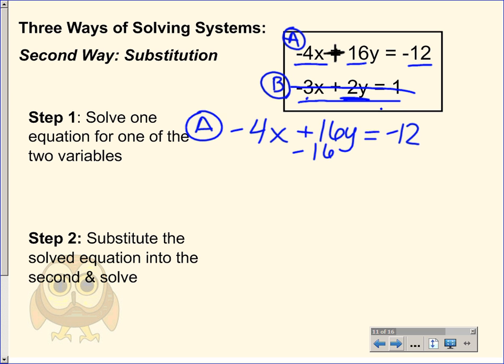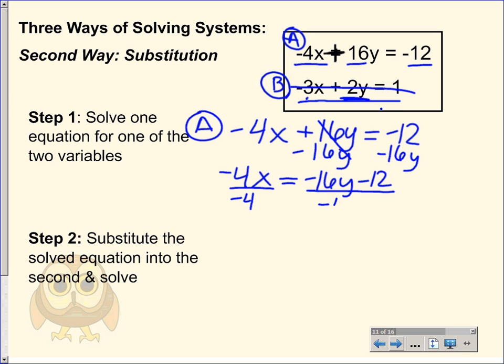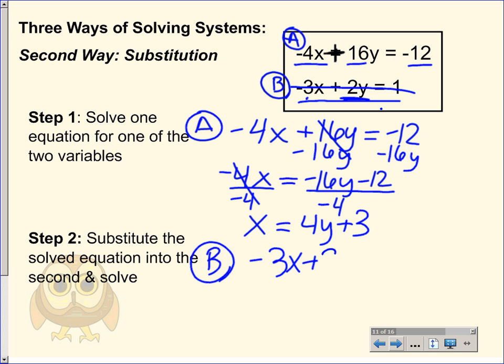So I'm going to subtract 16y from both sides. I get negative 4x equals negative 16y minus 12. Divide everything by negative 4. We get x equals 4y plus 3. Now that I've done that, I'm going to go to the other equation, negative 3x plus 2y equals 1. And since we solved for x, we have to substitute in for x.